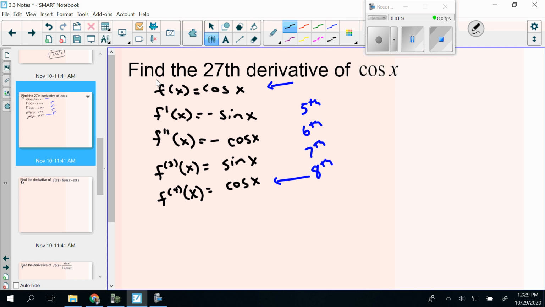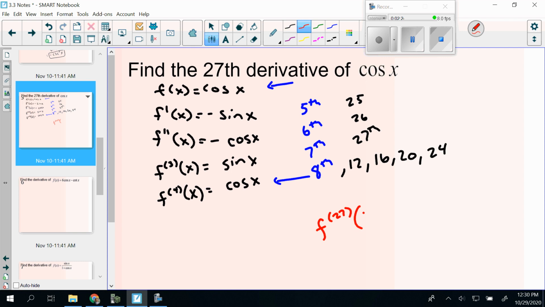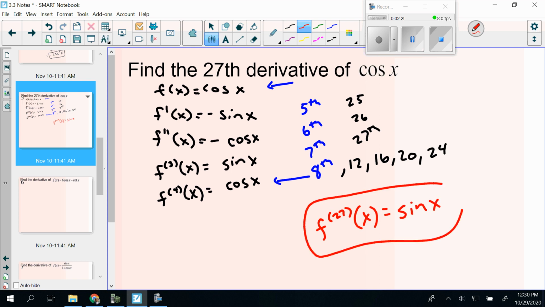So the 8th would be the same as the 12th derivative. That would be the same as the 16th, the 20th, the 24th, and so on. So if the 24th derivative is the same as the fourth, this would be the same as the 25th, 26th, 27th. There's our 27th derivative. It would be the same as, or would be sine x. So what we can say then is that the 27th derivative of this function would end up being sine of x. So what we use is that cyclical property that every four derivatives with sine and cosine is going to come back to be the same one.